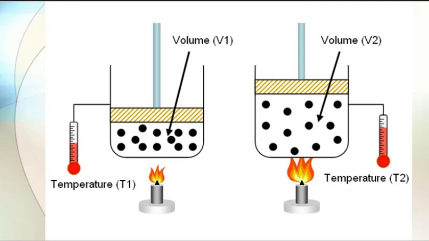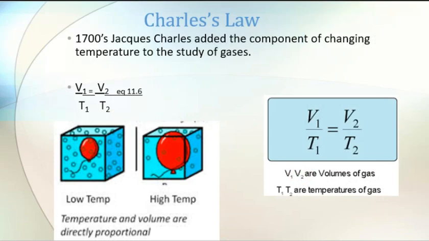And so we raise the temperature, what happens to the volume? It gets bigger. Which makes sense because last week we learned that if you cool down a gas, then it moves less and shrinks. And it shrinks, right. And we'll do that for our lab next week, yeah. Okay, in the 1700s, Jacques Charles added the component of changing temperature to the study of gases. So this is our equation, V1 over T1 equals V2 over T2. And you see here, at a low temperature, my balloon is small, and at a higher temperature, the balloon expands.